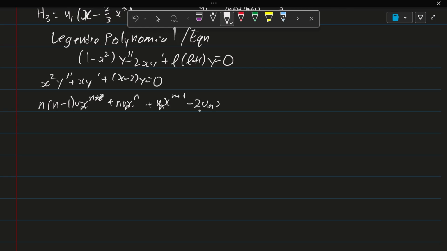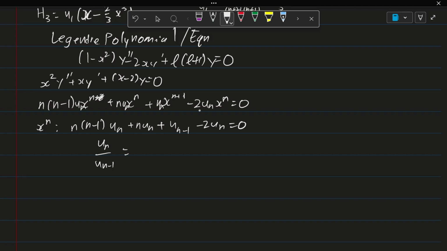Minus 2 u_n x^n equals 0. So if you check for x^n here, the ratio would become (n minus 1) u_n plus u_n plus u_{n-1} minus 2 u_n equals 0. Now if you solve for the ratio u_n over u_{n-1}, it would become a negative of 1 over n squared minus n plus n. Okay, so it's canceling each other out. Minus 2, n squared minus 2.